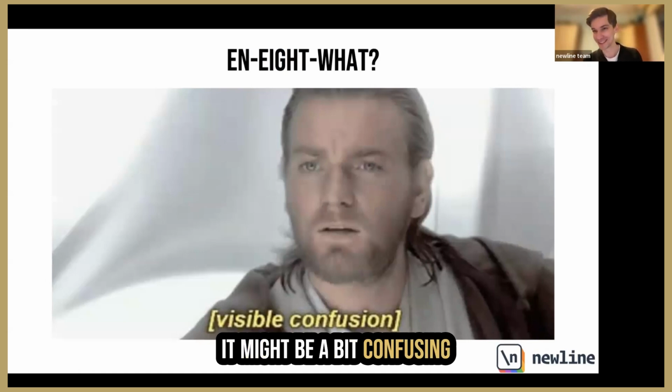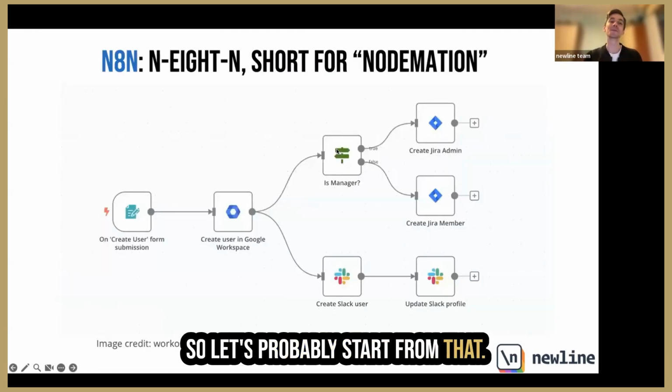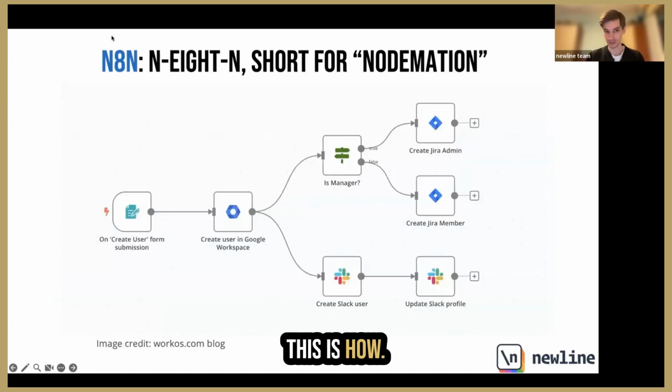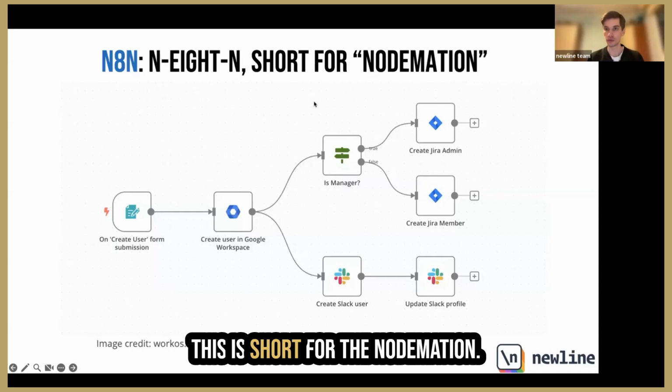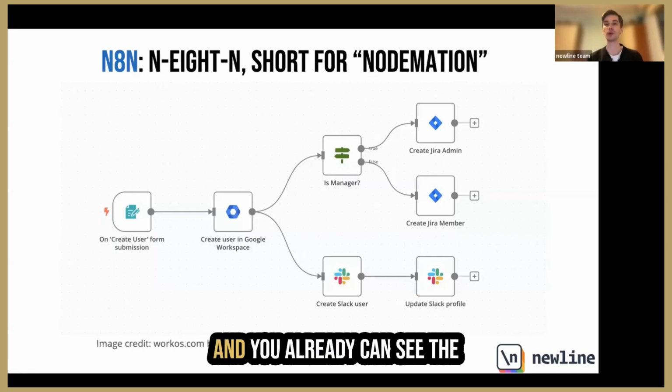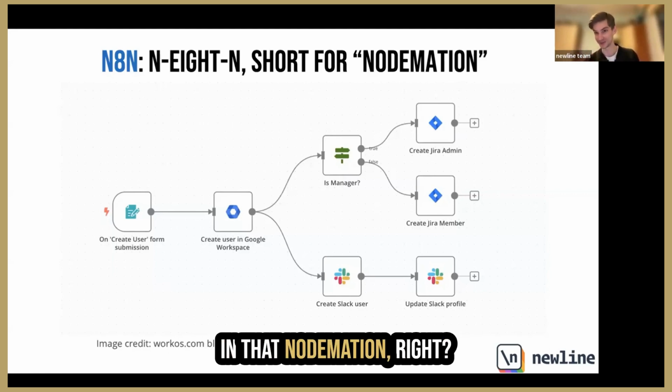It might be a little bit confusing to pronounce, especially if you're new to this. That's completely fine, so let's probably start from that. N8N, this is how it looks, this is how it's spelled. You pronounce it as N8N, and this is short for Nodemation. And you already can see the hint of the word automation in Nodemation, right?